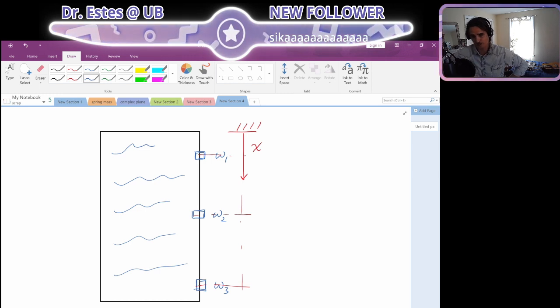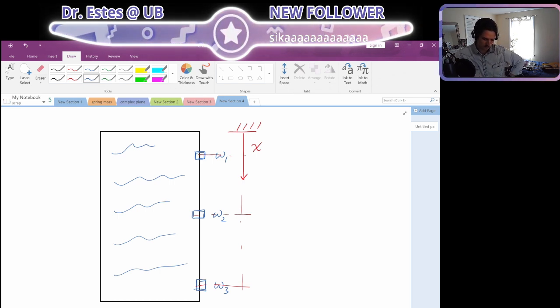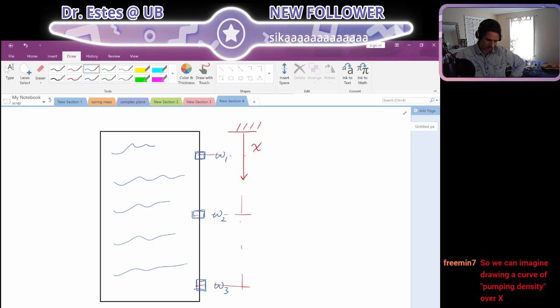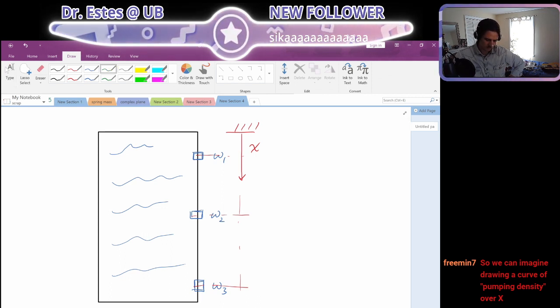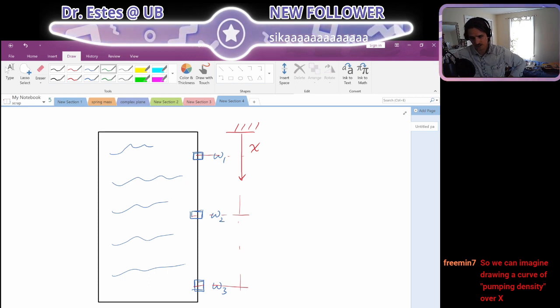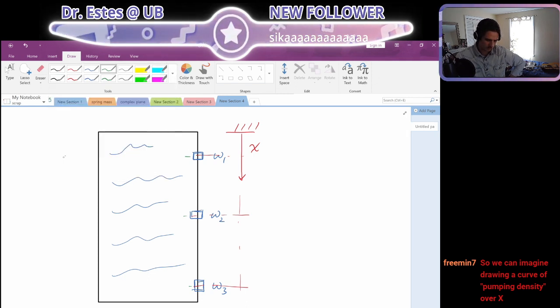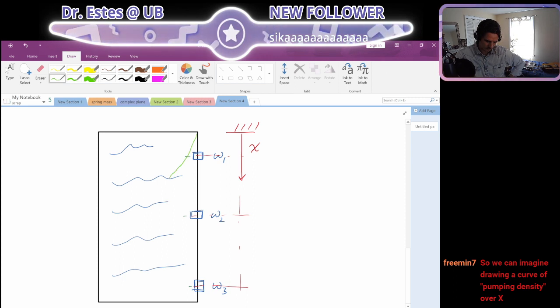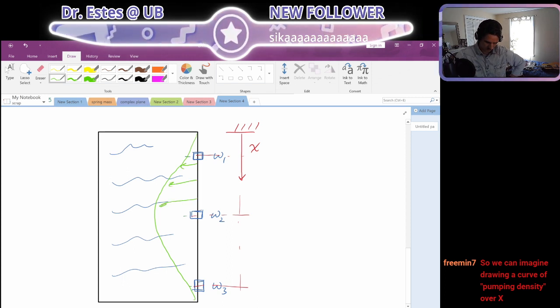So help me understand. To shape the wave behavior, you could draw a curve of pumping density over X. Pumping density though, physically, I don't know if that makes sense. Each pump maybe produces a pressure. So maybe you mean a pressure distribution along X or something? I don't know.